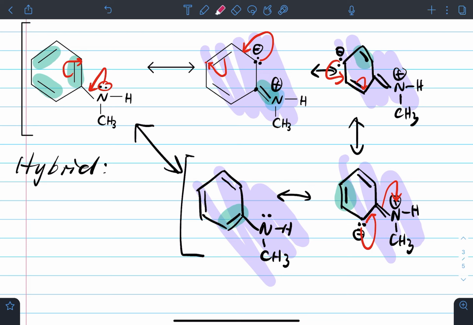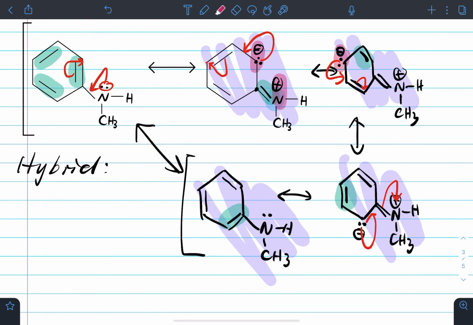So first my nitrogen had again a positive charge, right? And then it was this carbon that had a negative charge. And then it was this carbon, and then this carbon. Okay, so now I'm ready to draw my hybrid structure.